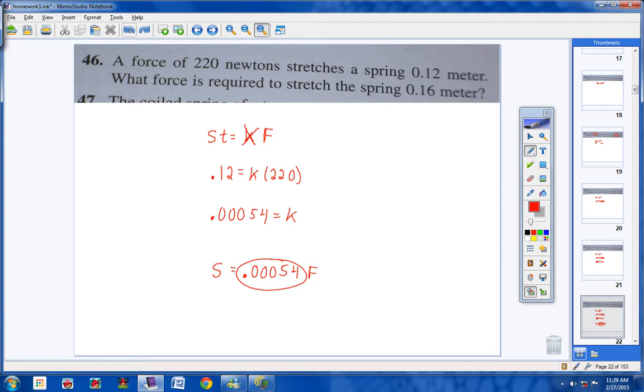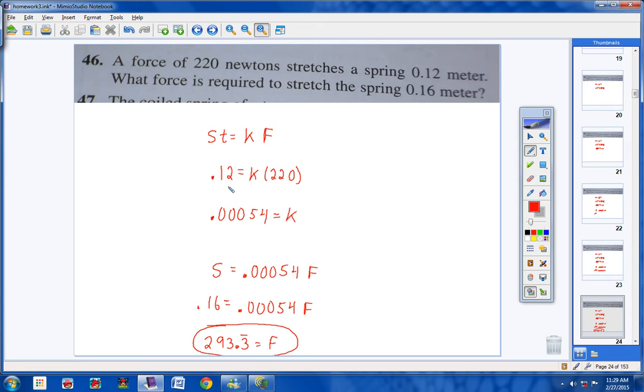Just put S, okay? So, now, what force is required to stretch a spring 0.16 meters? So now for the stretch, just put 0.16, and you can solve for the force. Okay, that's why this model is so helpful. Divide both sides by 0.00054, and you will get out 293.3 repeating, and that's your force.